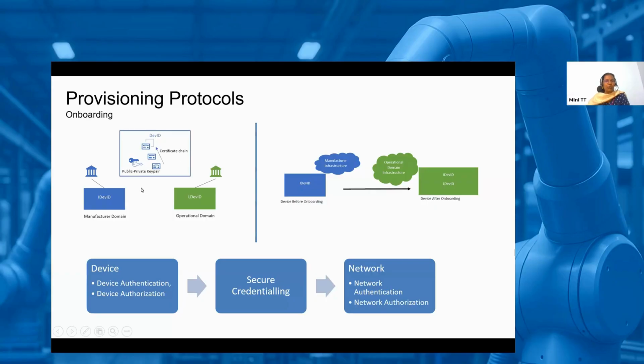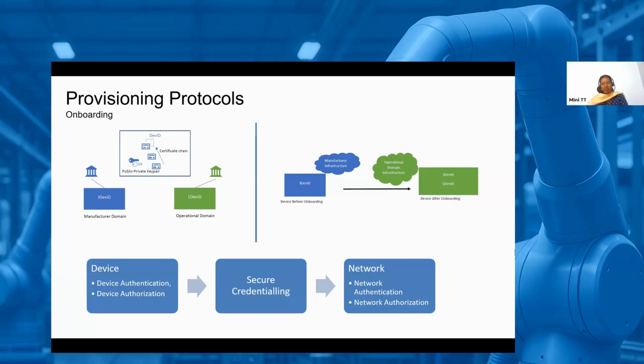And then these onboarding protocols: typically, from the manufacturer domain, you have an IDevID, and the onboarding protocol will work such that you will get an operational domain LDevID. When you do this, there would be infrastructure required in the operational domain, and also infrastructure required in the manufacturer domain. They are linked together by something we call vouchers. There are various provisioning protocols. IETF has given the name voucher for that.